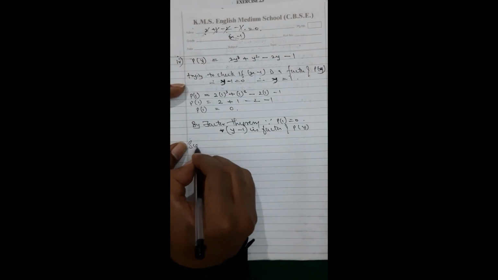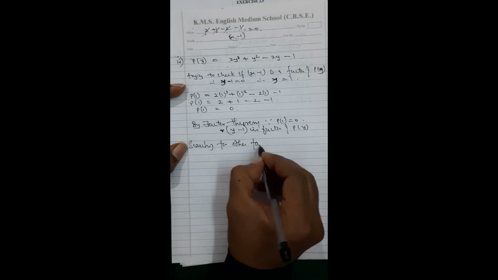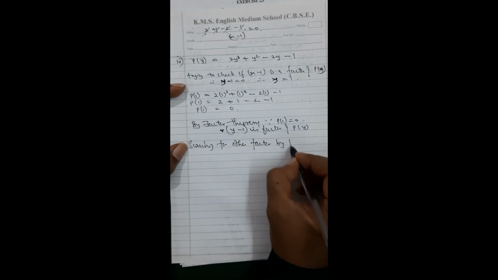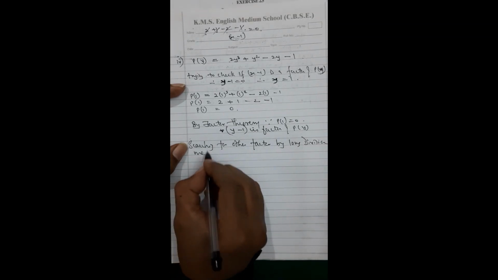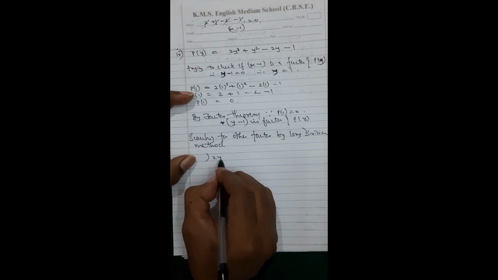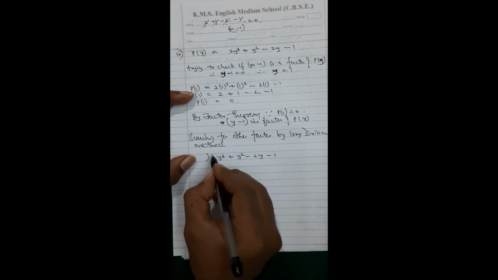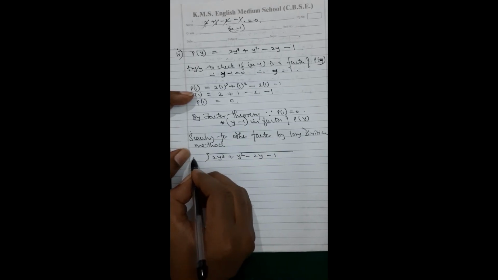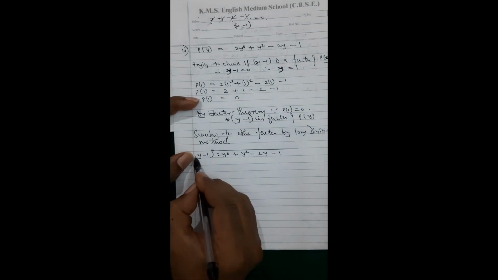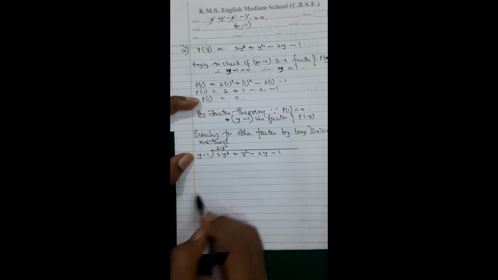Now searching for other factors by long division method. What you will get? 2y cube plus y square minus 2y minus 1. I divide this by y minus 1. 1, 2s are 2, y into y square will give y cube. Are you getting this? I hope by now you are understanding this.